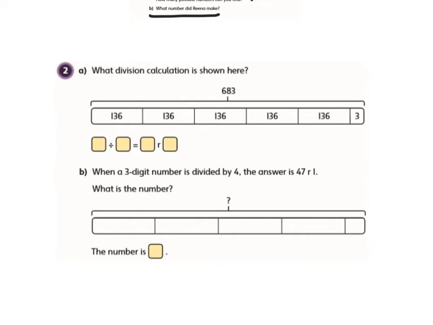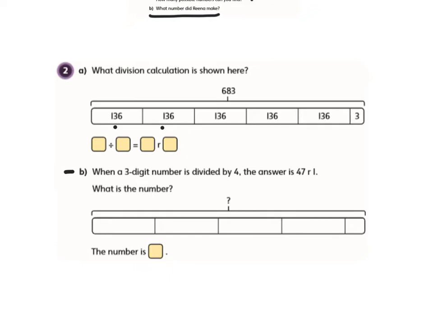Okay, so have a think about this one again. We're still working together, so there'll be a chance for you to pause the video and have a go at it before I talk through the answer. What division calculation is shown here? What's going on? So you've got a total. How many parts have you got? What does this thing represent at the end here?